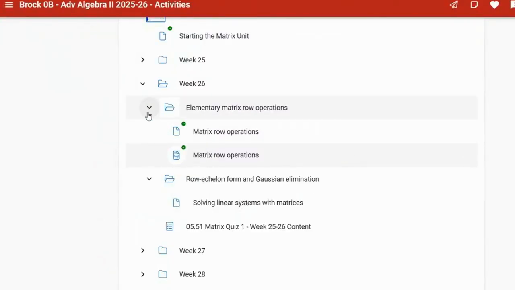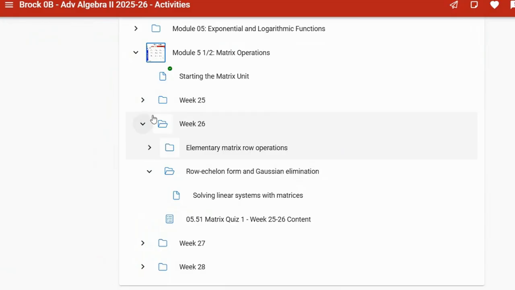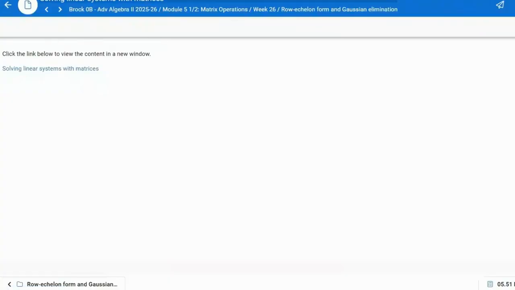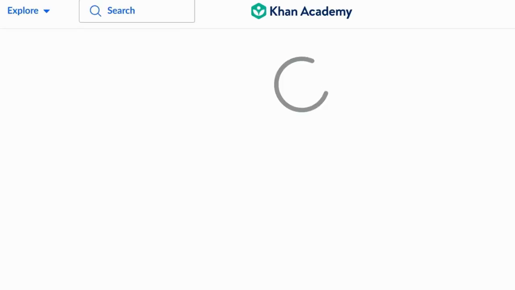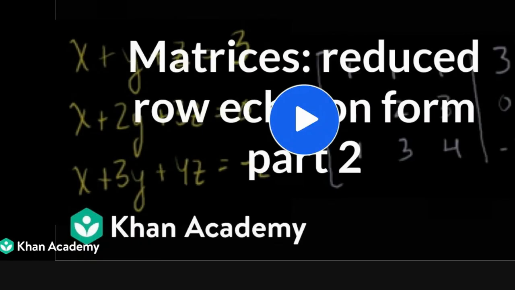Okay, so we have done this first folder. Let's close that. The second folder just has one thing, and then our quiz. So let's look at this. This should be a video. It's going to show us solving linear systems. This goes through actually solving one now. Let's watch this video. I think it's about 7 minutes, and that'll be the end of that. And then all that's left is the quiz. So here we go.